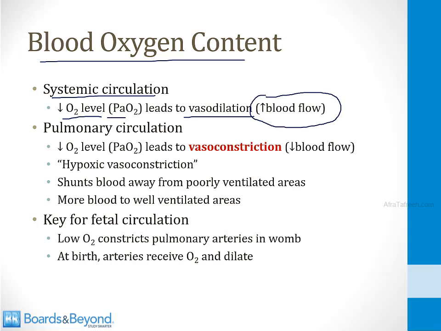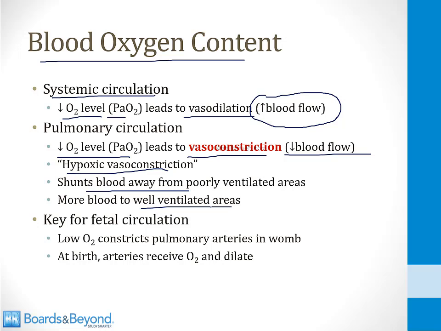In the lungs, it's the opposite. When there's a low oxygen level, this leads to vasoconstriction. Low oxygen levels are directly sensed by smooth muscle found in the pulmonary vessels, and this cuts off blood flow. This is called hypoxic vasoconstriction. And the idea here is that our body has evolved so that blood is shunted away from poorly ventilated areas. This allows more blood flow to go to the well-ventilated areas.